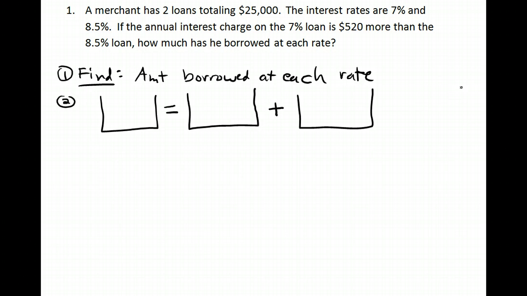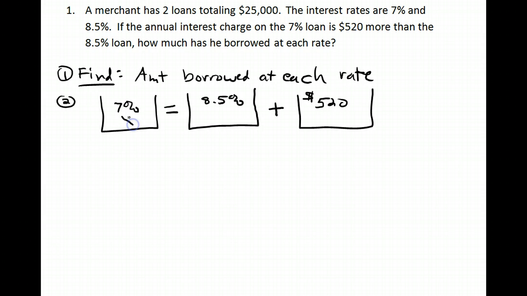Okay, remember that these buckets stand for interest. So over here it says if the annual interest charge on the 7% loan is, or equals, $520 more than the 8.5% loan, we're supposed to find how much is borrowed at each rate. So we need to figure out the amount of interest on the 7% loan, and it says that that's $520 more than the interest on the 8.5% loan. So let's put the principal in these buckets and see what happens.